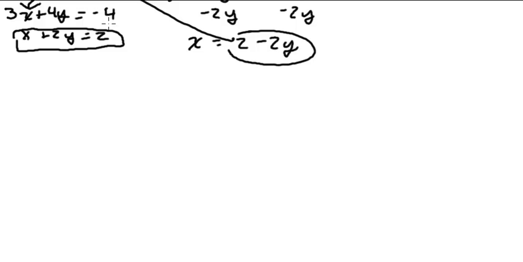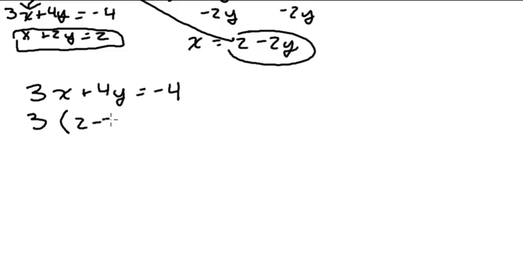So I take my other equation now, which was 3x plus 4y equals negative 4, and where I had the x, I put 2 minus 2y. So I have 3, straight from that 3, and then I open parentheses, and instead of x, I put 2 minus 2y. And then I write everything else exactly as it was here. Plus 4y equals negative 4.